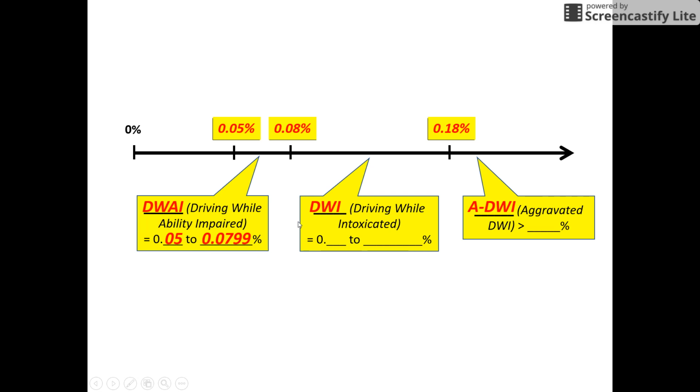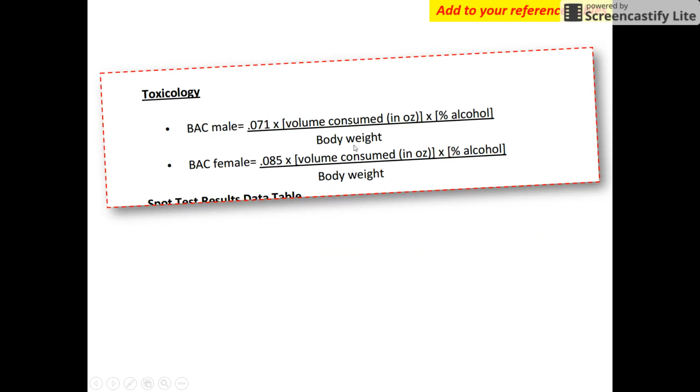Okay? Then when you reach 0.08%, you have reached DWI, and that goes up to 0.17999999%. And then if you are at 0.18% or higher, you've reached aggravated DWI, which is much more serious. And you'll learn more about these numbers and how New York State treats them in another of the activities later.